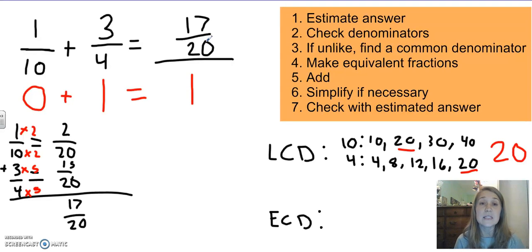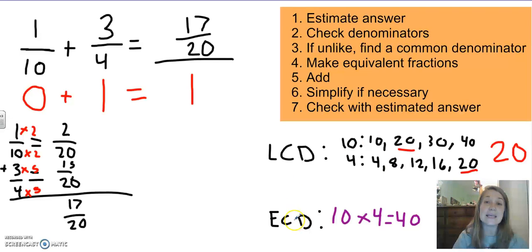Let's do the same thing, but this time, let's use the easiest common denominator. Remember, the way that we find the easiest common denominator is to just multiply our two denominators together. 10 times 4 equals 40. Our easiest common denominator is 40. So that was step 3 using the ECD.